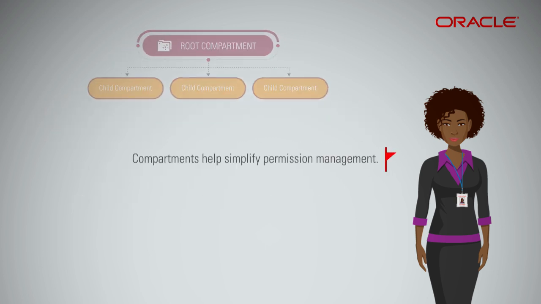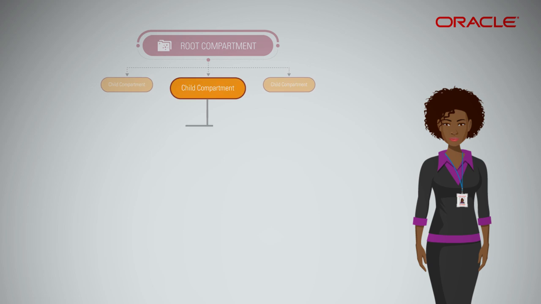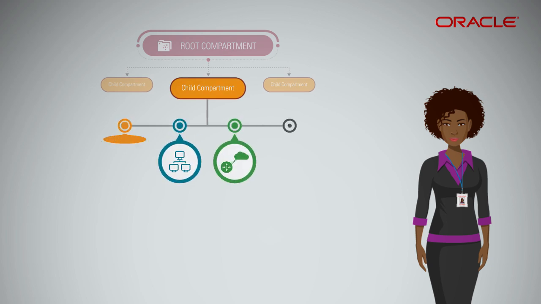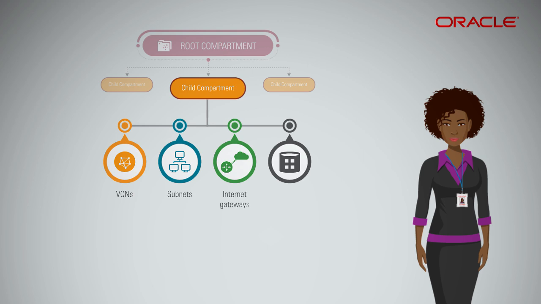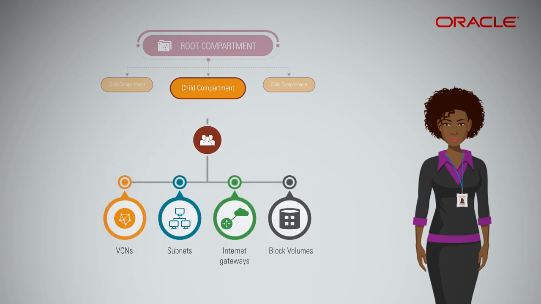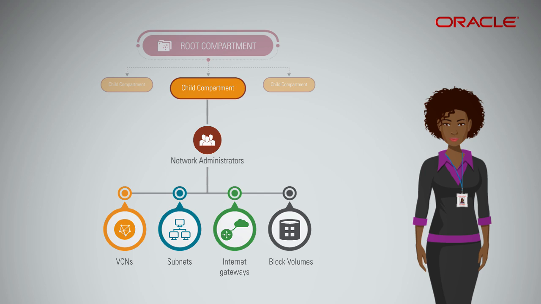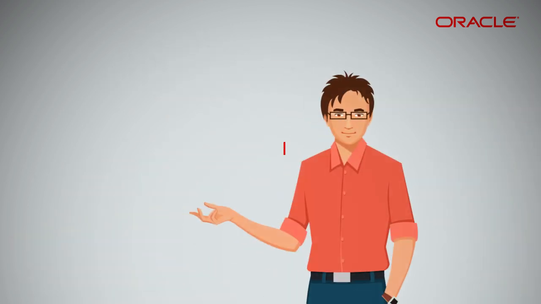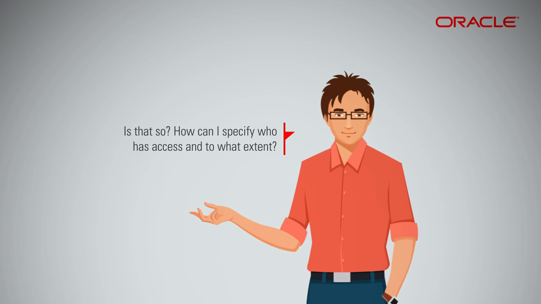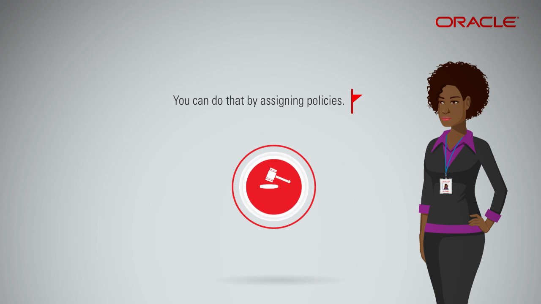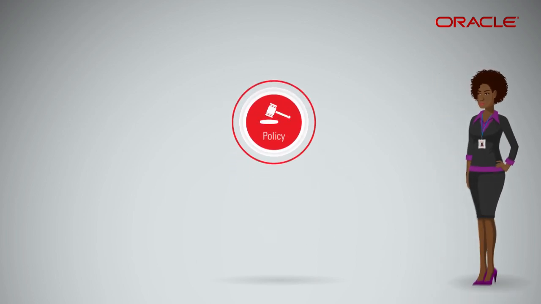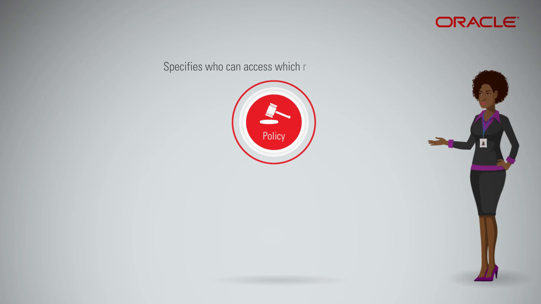Compartments help simplify permission management. For example, you might create a separate compartment for your networking resources, VCNs, subnets, internet gateways, and so on, and then allow only network administrators to access that compartment. Is that so? How can I specify who has access and to what extent? You can do that by assigning policies. A policy specifies who can access which resources and how.